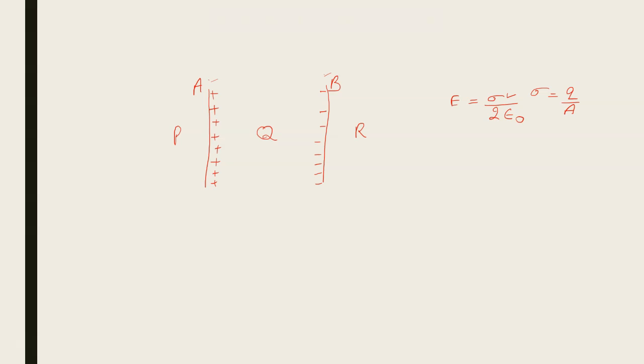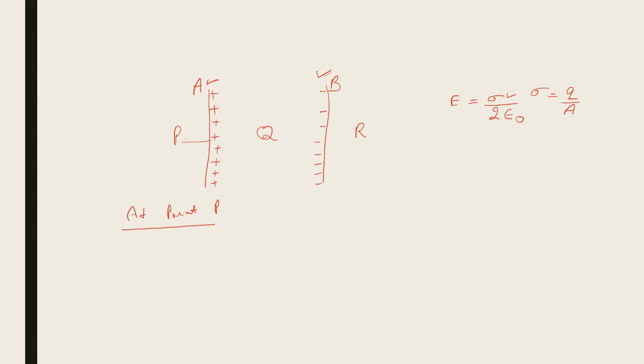First we will take the point P. What will be the effect of this sheet? In every application of Gauss law, I have told you one basic concept: due to positive charges, the direction of the electric field will be normal to the sheet, and outward.